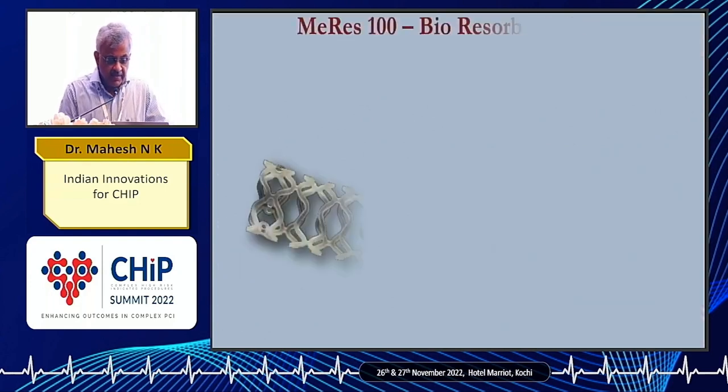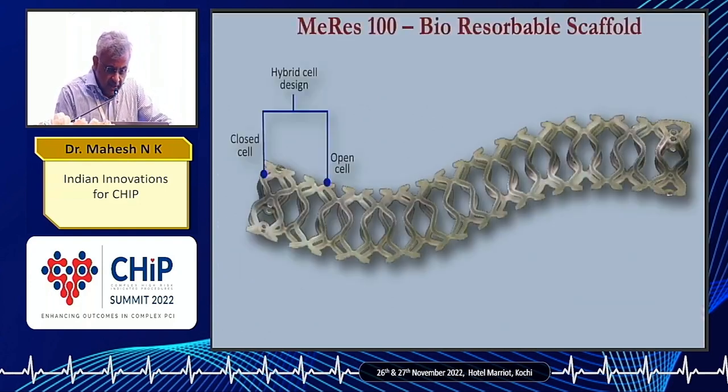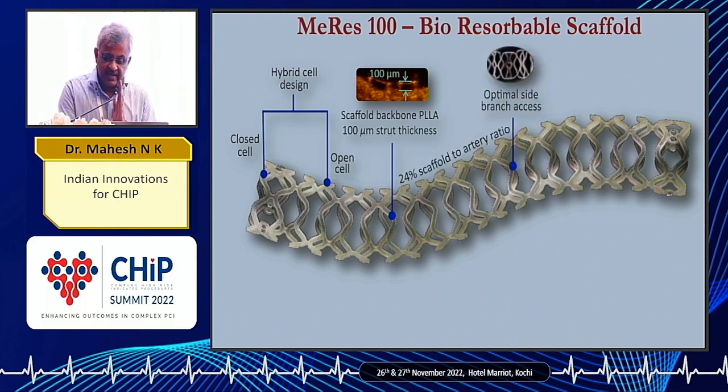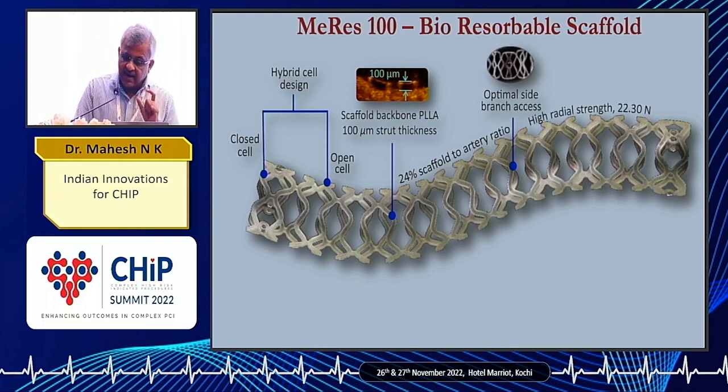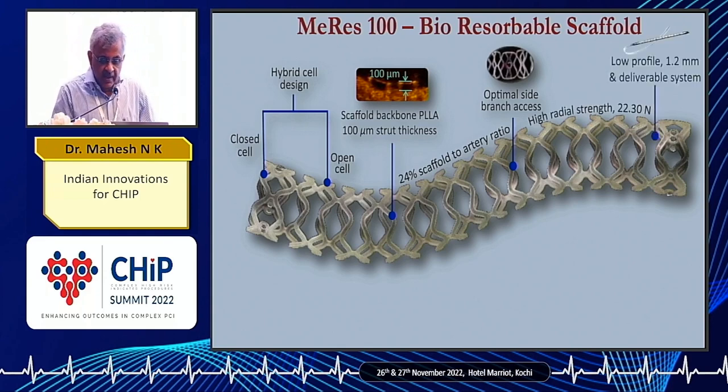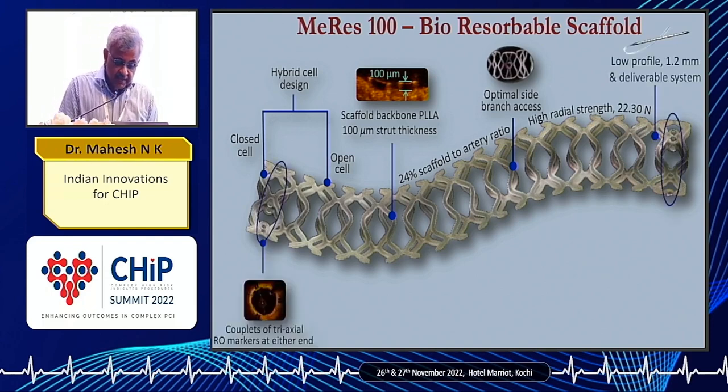And unlike the previous ones we have, this is a hybrid cell design with a closed cell at the end of the scaffold, open cell throughout the stent. It's 100 micron, 24% scaffold to artery ratio, optimal side branch access because it's an open cell design, high radial strength, 22.3, only a few bare metal cobalt chromium stents got a better radial strength. Low profile, 1.2 millimeter, it's more easily deliverable. Couplets of triaxial radiopaque markers at the end.